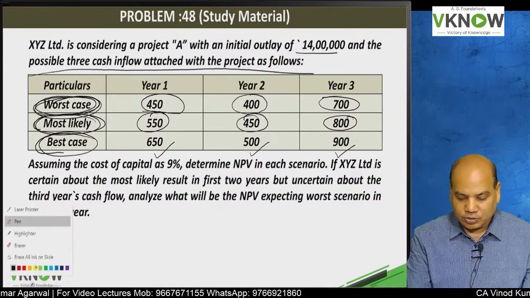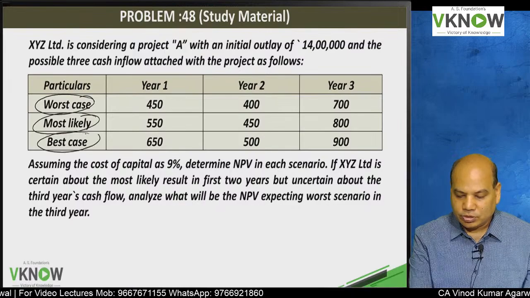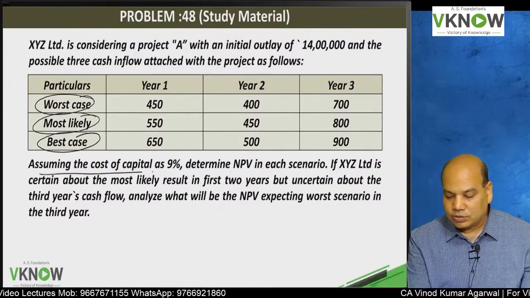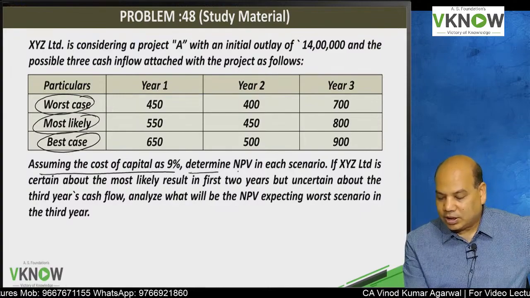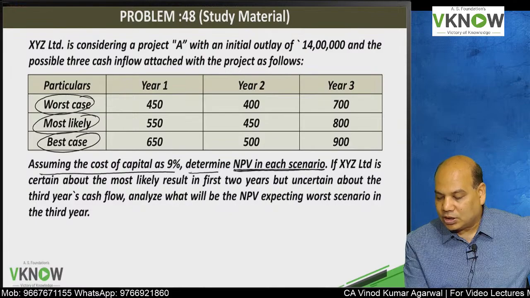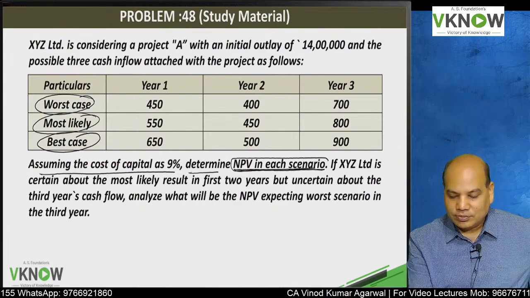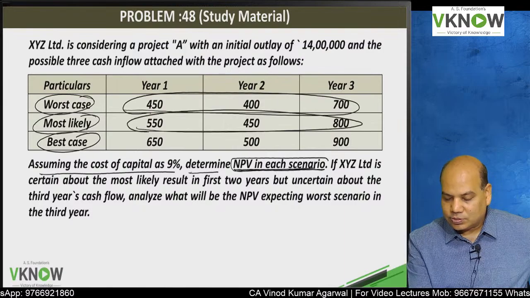So depending upon which scenario unfolds in future, you can have three different NPVs. Assume cost of capital is 9%, that is for discounting. Determine NPV in each scenario. So it's basically solving three basic questions. One, you will take this cash flow and solve. Second, you will take this cash flow and solve.